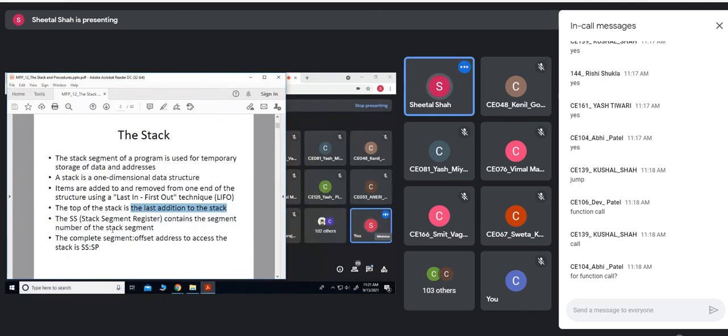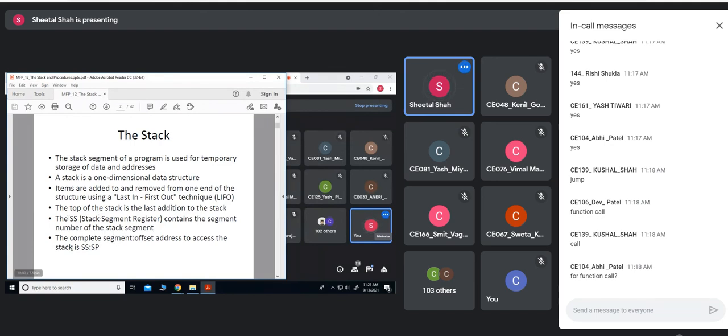The stack segment: the base address of the stack is provided in a register known as the stack segment register. As we have the data segment register, the code segment register, and the extra segment register, which contain the base address of a segment, similarly the SS register, also known as the stack segment register, contains the base address of the stack. It contains the segment number of the stack segment.